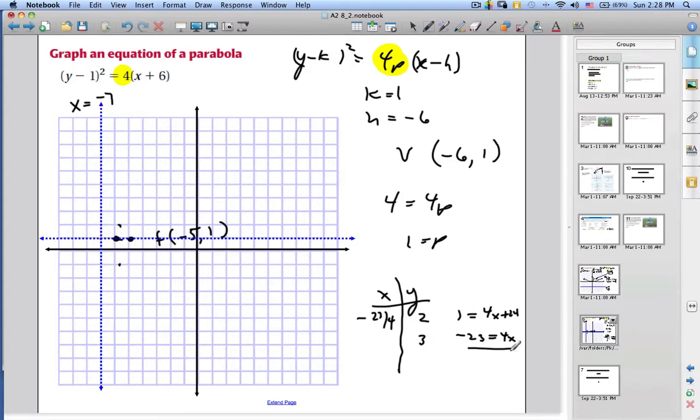And when I plug in 3, I'll have 3 minus 1 is 2. 2 squared is 4. So 4 is equal to 4 times x plus 6. Here, I think it's a lot easier to divide by 4, so I'll get 1 is equal to x plus 6, and when I subtract 6, I'll get x is equal to -5. So here's -5. That will also hold true on this side of the axis of symmetry, and this is my vertex.